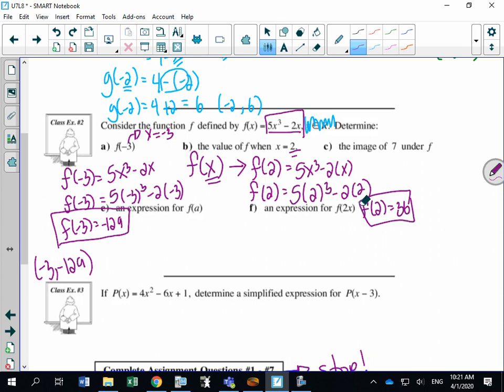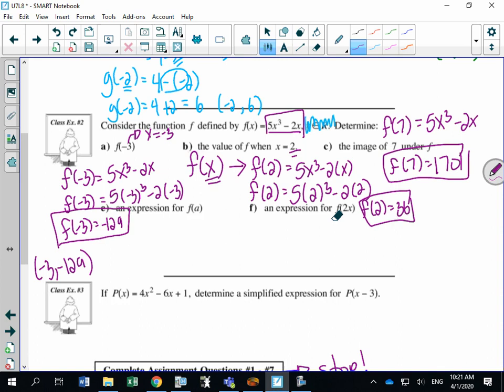The image of 7 under f. I would never give you a test question like this. The image of 7 under f, basically, that is f of 7. Okay, so pause this, calculate f of 7 in this equation here. And what you should get if you type everything in correctly, f of 7 is 1,701. My x value is 7, and my corresponding y value is 1,701.